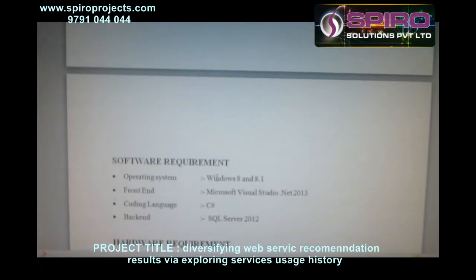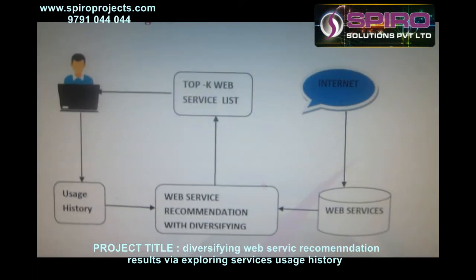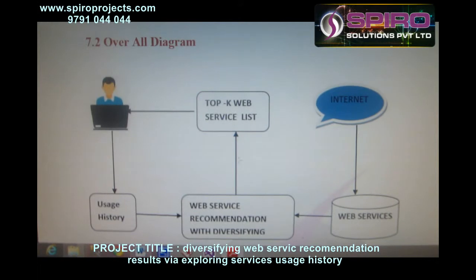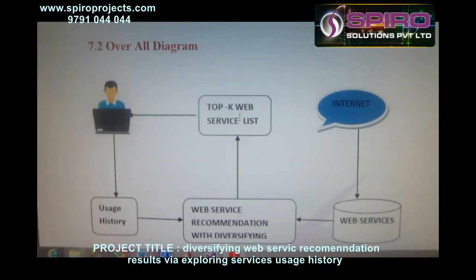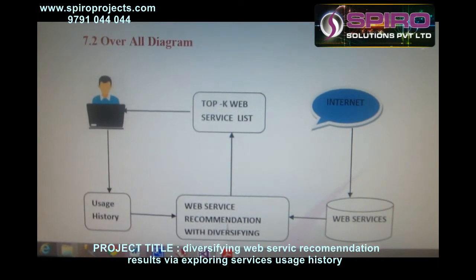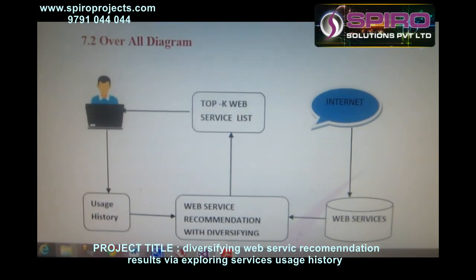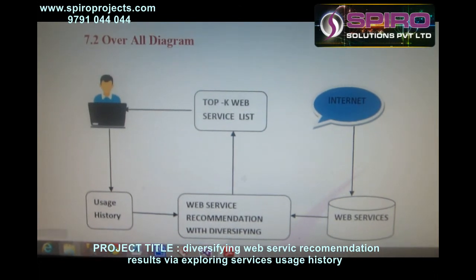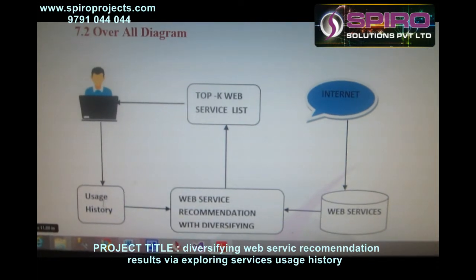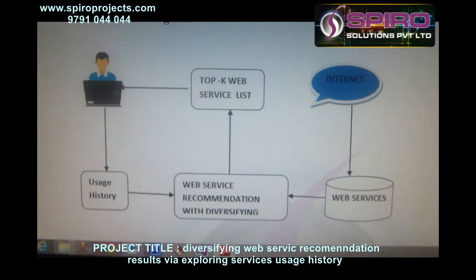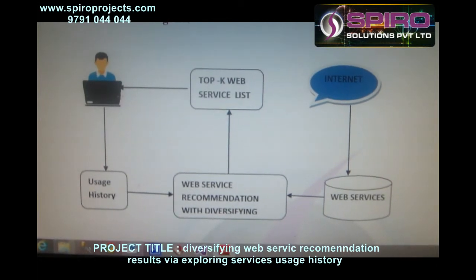Let's move on to the explanation of the diagram. Here, while searching, we get a lot of web service lists. In the web service list, web service recommendation with diversifying will be attached to the web services. It will get the results. After completing this process, we will get the results based upon the usage history. Then it will show the users' behavior.